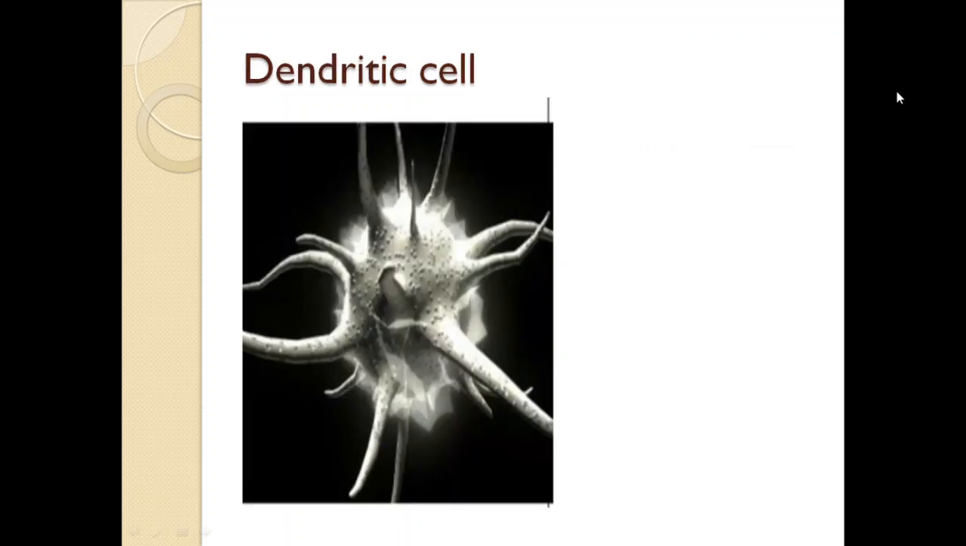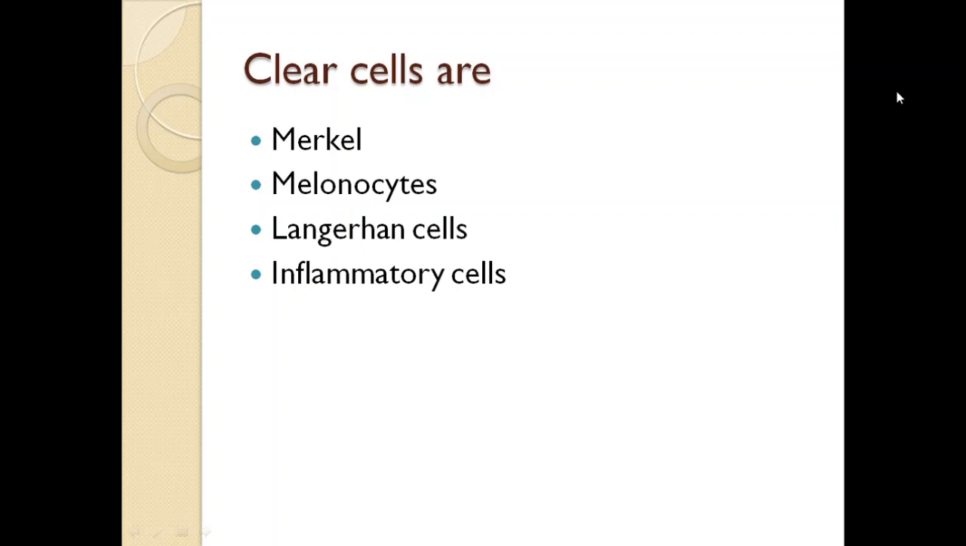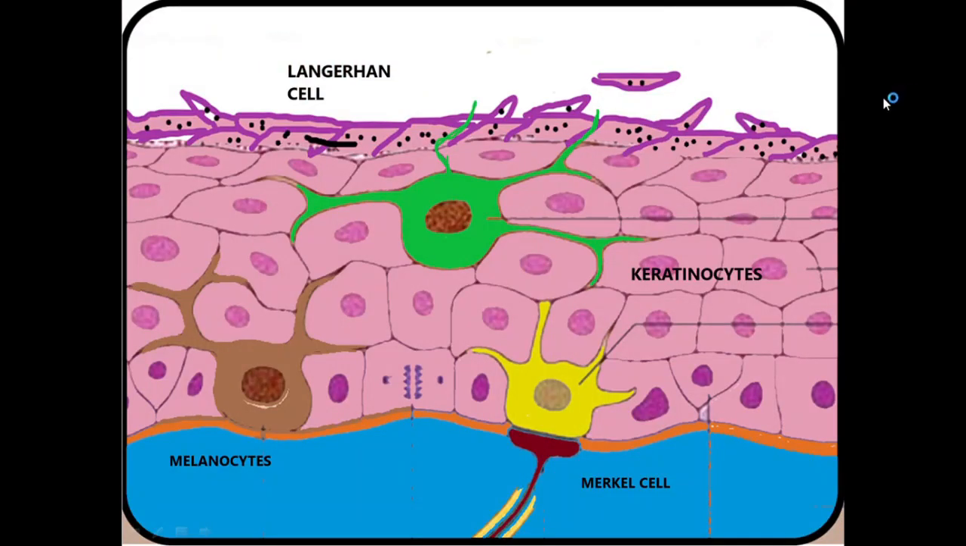These are dendritic cells. Dendritic cell means a body having various processes projecting from the body. Clear cells present in gingival epithelium are Merkel cells, melanocytes, Langerhans cells and inflammatory cells. Melanocytes: as the name suggests, melanocytes are melanin-producing cells. Then next is Langerhans cell. These are for antigen detection. 90% of the cells are keratinocytes, and Merkel cells. These are sensory cells.